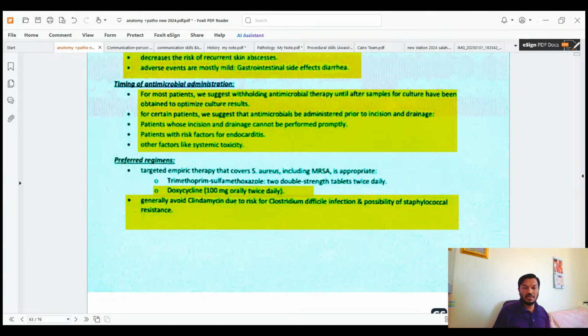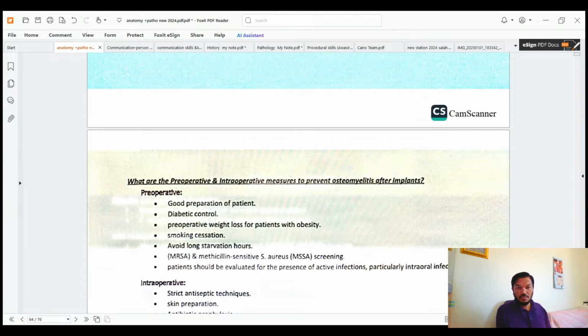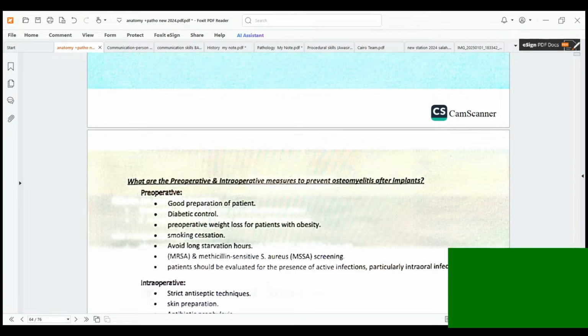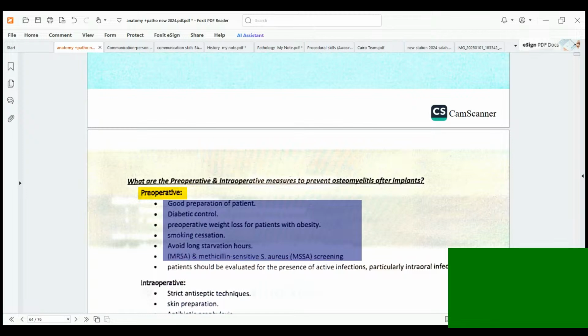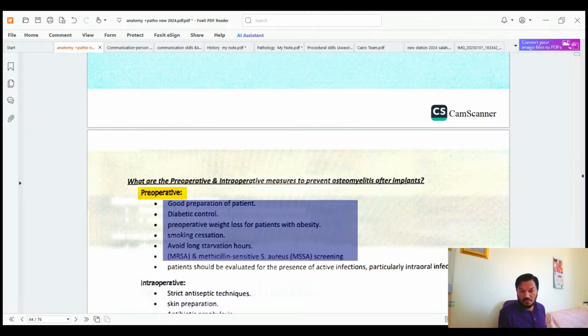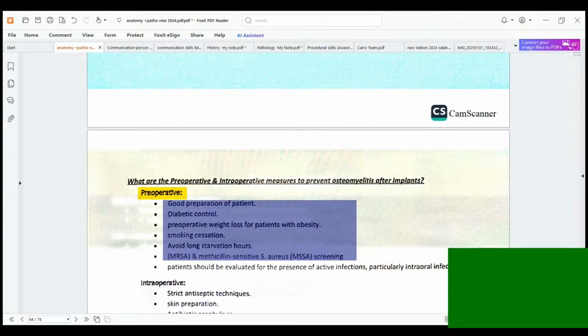of Streptococcal resistance. What are the preoperative and intraoperative measures to prevent osteomyelitis after implants? Preoperative: good preparation of the patient, diabetic control, preoperative weight loss for patients with obesity, smoking cessation, avoid long starvation, allergy sensitivity screening, and the patient should be evaluated for the presence of active infection, particularly oral infection.